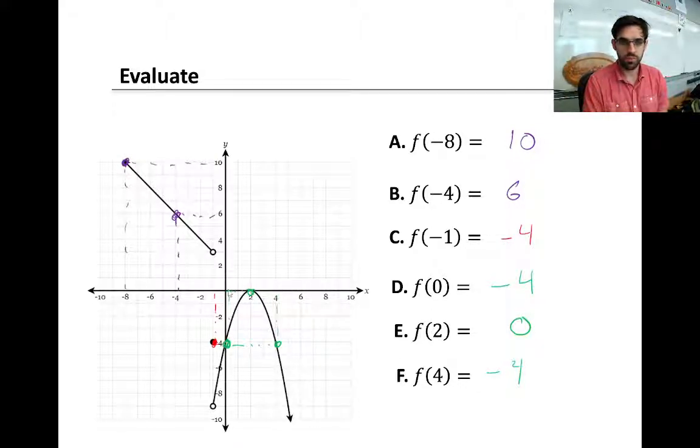For 0, the input hits the parabola at -4, so f of 0 is also -4. And then 2 is the input, the output's 0. 4 is the input, the output on the parabola is -4 as well. Take a moment, make sure those make sense to you. And we're going to move on.